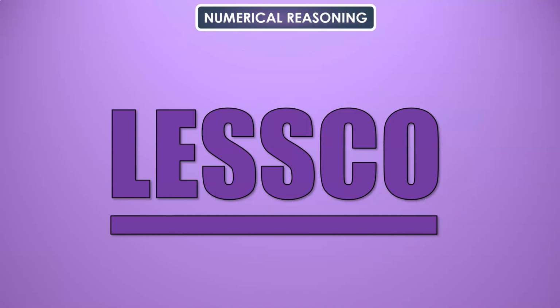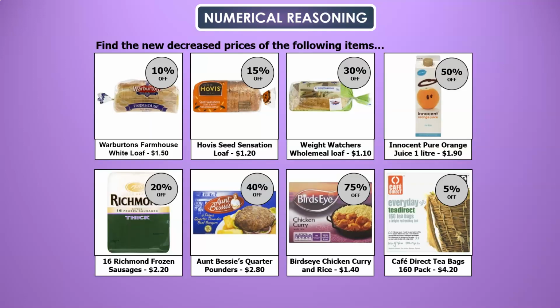So, like we did last time, we're going to visit another grocery store called Let's Go, and they have a series of specials this time. So rather than the prices going up, they're going down. You can see we've got some bread for 10% off, some other bread for 15%, more bread for 30% off, some juice 50% off, some frozen sausages with 20% off, some meat patties 40% off, some chicken curry 75% off, and some tea bags with 5% off.